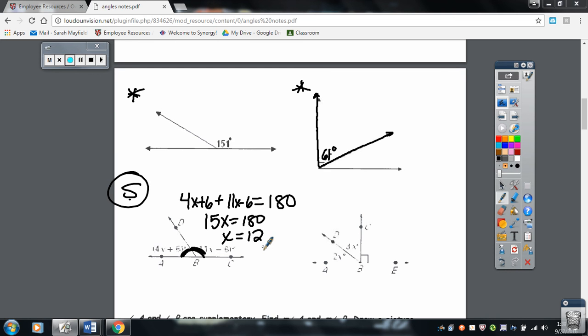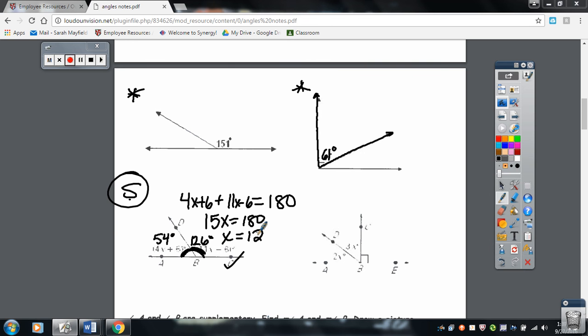If I find each of these angles just for practice, every time I see x, I'm going to plug it in. So 4 times 12 is 48. 48 plus 6, 54 degrees. Over here, 11 times 12 minus 6 is 126 degrees. To make sure you got these correct, you might want to test adding these up. So 54 plus 126, sure enough, you get 180. You know you got it right.